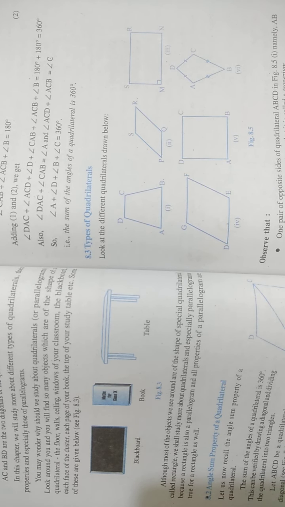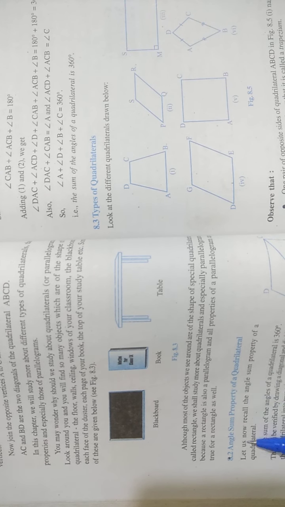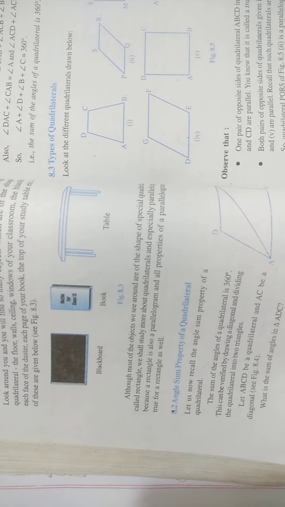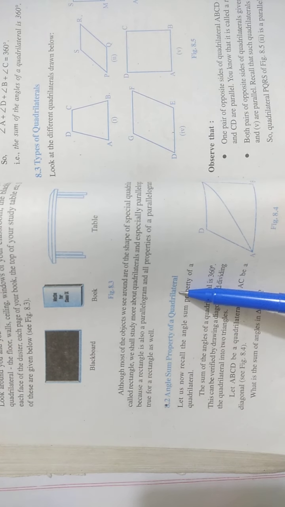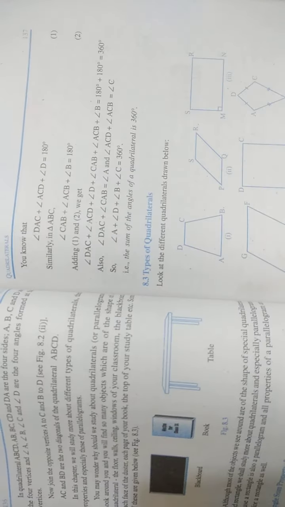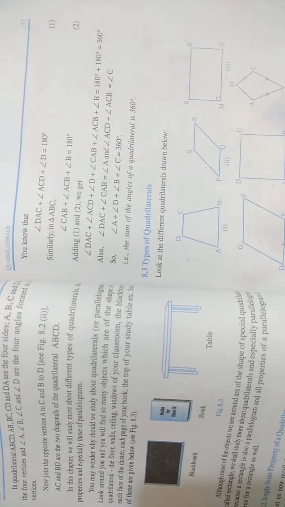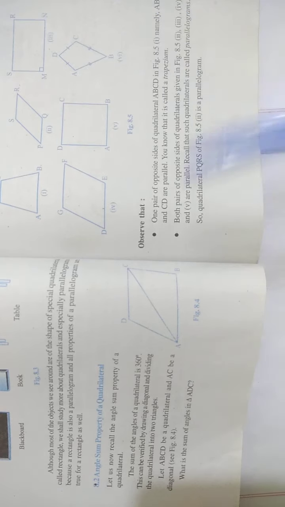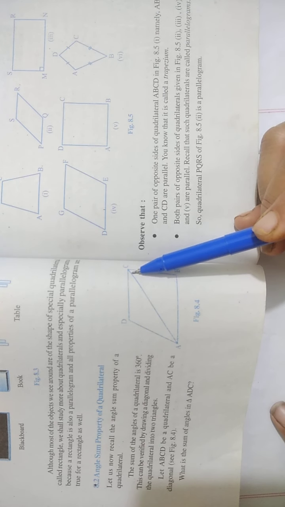Now come to the theorem. One theorem you have already done, that is the angle sum property of quadrilateral. So already you proved it. That means the sum of the 4 angles is 360 degrees. This is the proof. Okay, you have to draw a diagram like this. A quadrilateral you have to draw. Then you have to draw a diagonal.